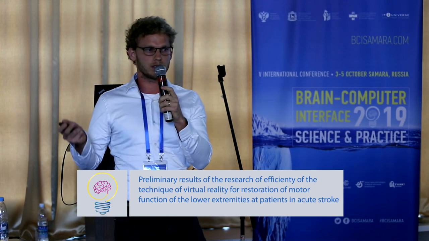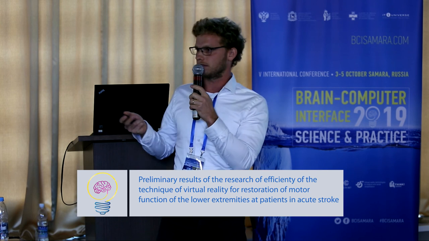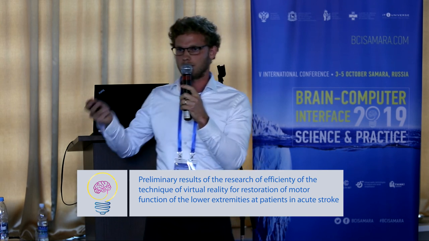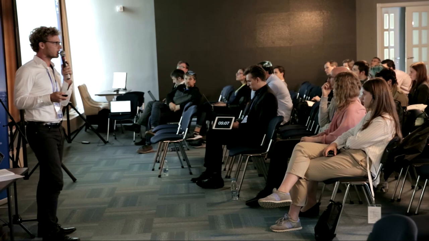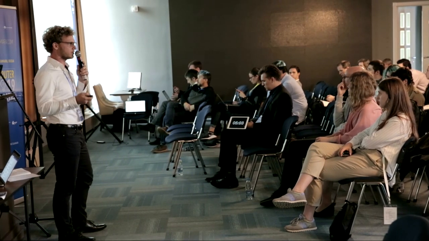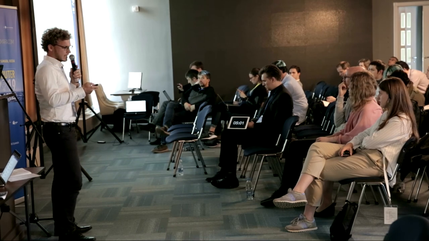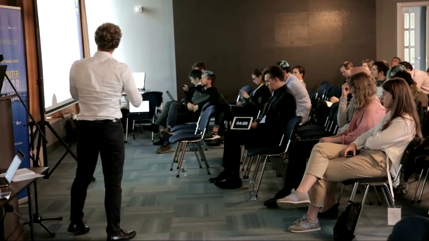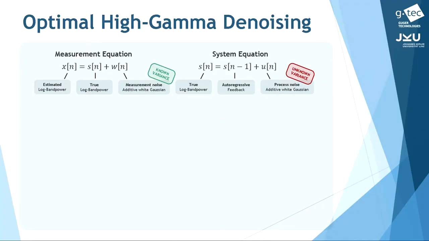So actually, we don't have any idea how the high gamma signal behaves or what the time course is. But for good reasons, we chose the random walk here, which is a first order autoregressive model with feedback coefficient 1. That's quite simple, but heavily used and quite common. And it features a noise term v[n], which is additive white and Gaussian. However, we don't know the variance of this noise term.